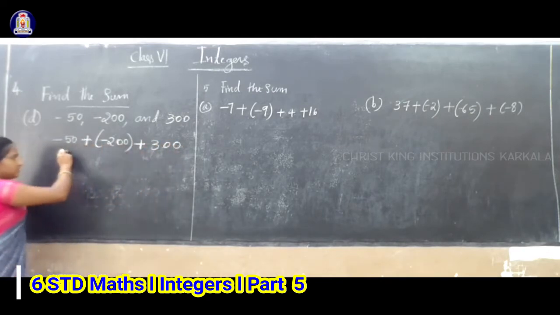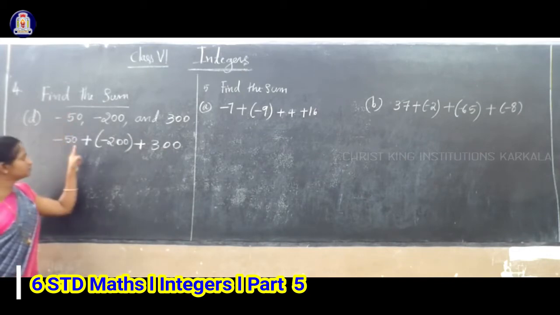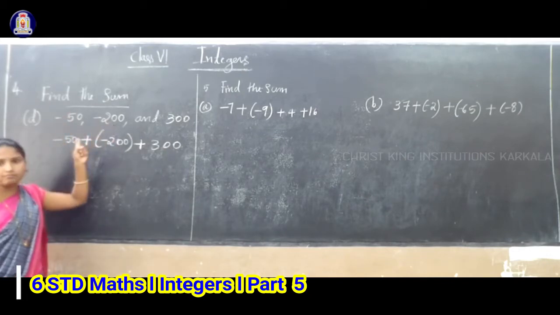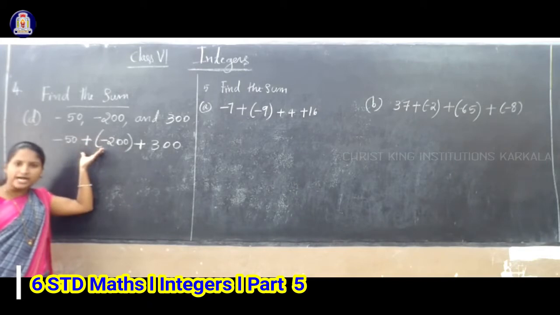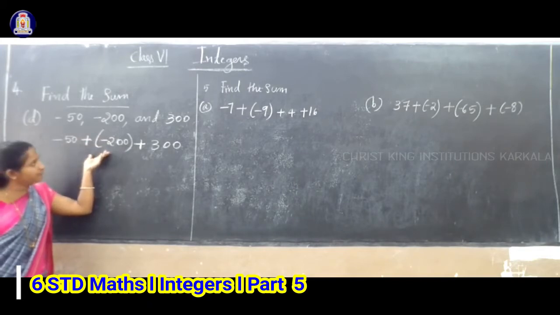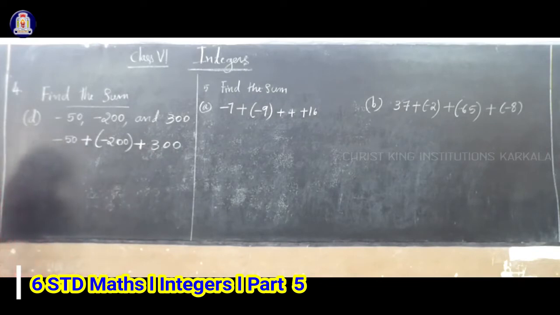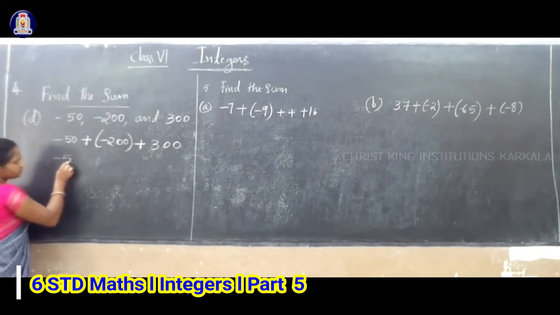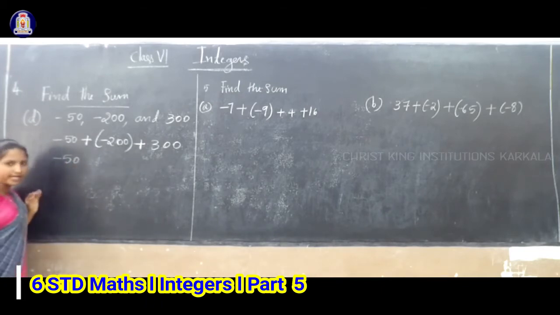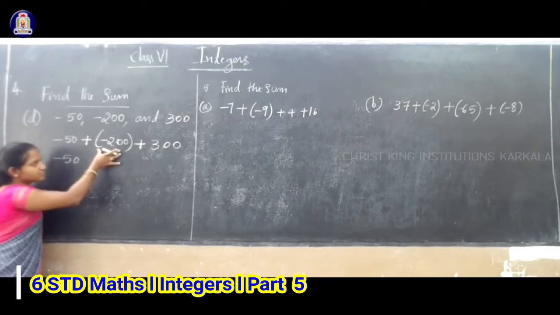Okay? So minus 50, plus means sum. The next integer is minus 200, which you must write in the bracket. Then add one more integer, that is 300. So now how to add these three integers? Minus 50, write as it is. First you have to remove the bracket. Okay? So how to remove this bracket?